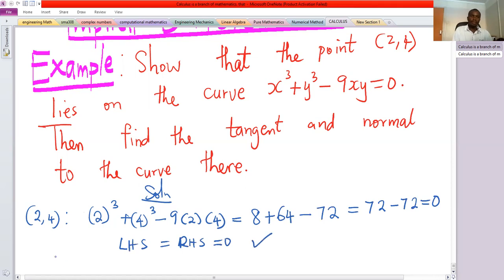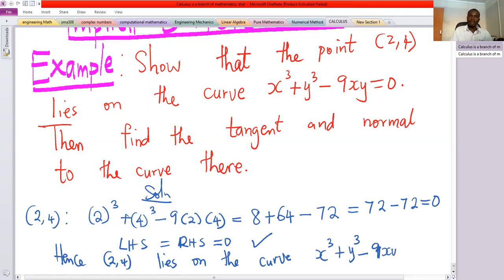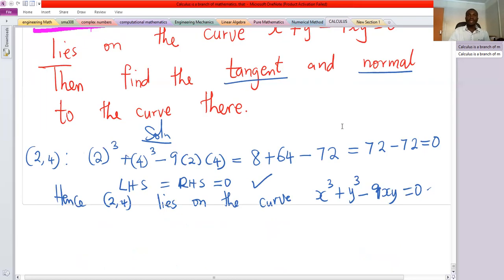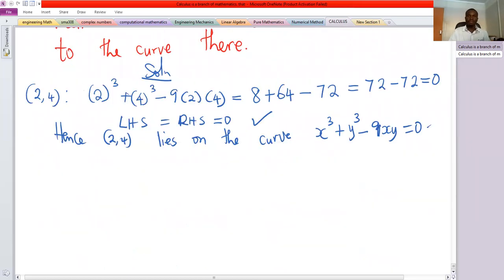So the left hand side is the same as the right hand side, equal to 0. Hence (2, 4) lies on the curve x cubed plus y cubed minus 9xy equals 0. So that's part 1 done. Now to find the equation of the tangent and normal at this point (2, 4), first we have to get the gradient function of this curve. We do that by implicit differentiation.